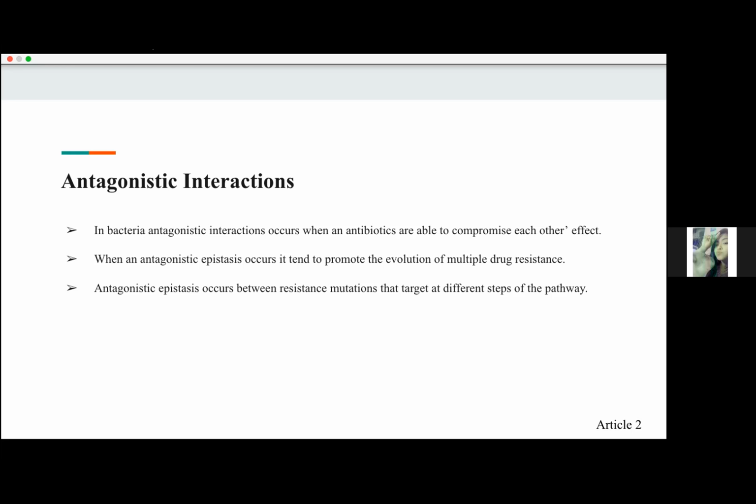This results in a DFEM skewed towards mutations containing small effects, leading to a low rate of evolution in multi-drug resistance with antagonistic epistasis. This typically occurs between resistant mutations that target different steps of the evolutionary pathway, as well as supporting the connection between antibiotic resistance and genetics and physiological manipulations of both gene expression and protein synthesis.